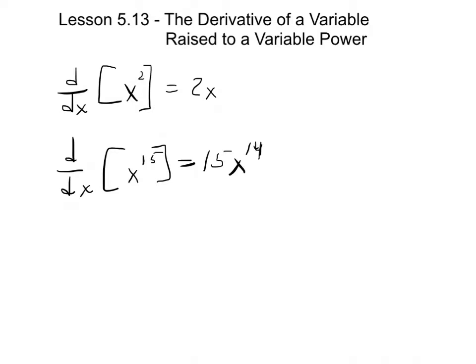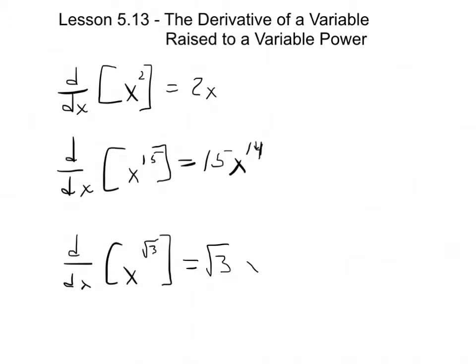Right? Even if we have a weird power, even if you've got something like x to the square root of 3 power, this is still a variable raised to a constant power. And so the rule is the power rule. We bring the power down, and we reduce the power by 1. So even if that reduction of the power is a weird thing, that's what we do. If you have a variable raised to a constant power, you use the power rule.